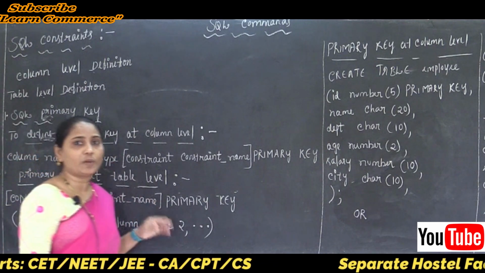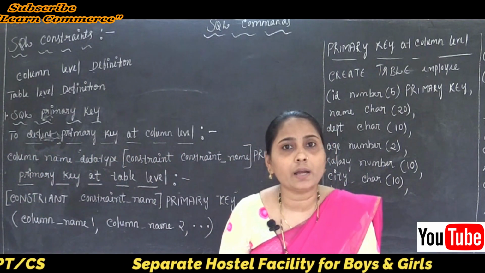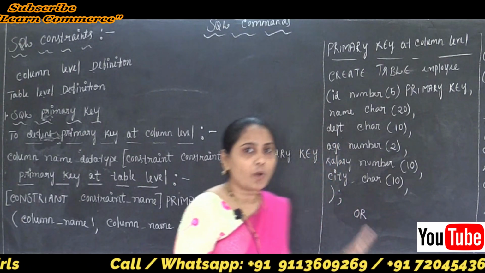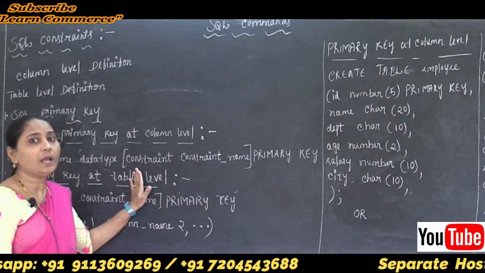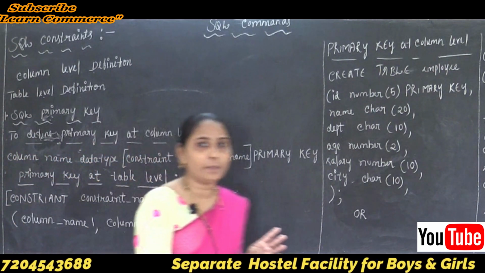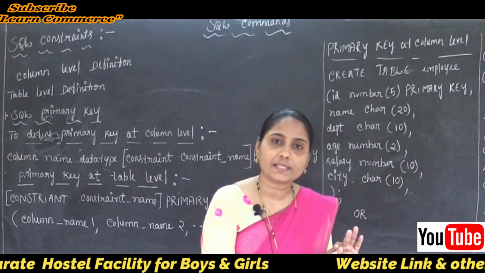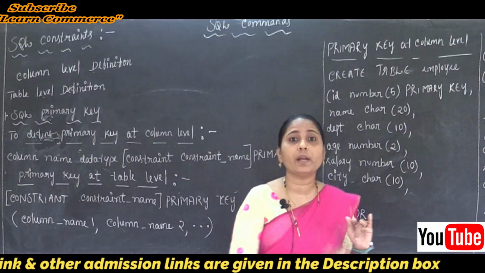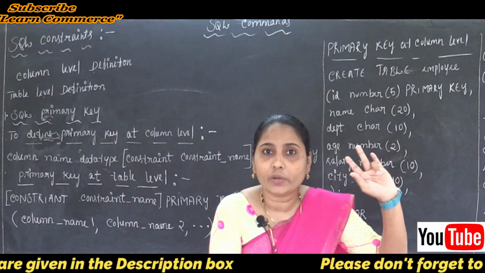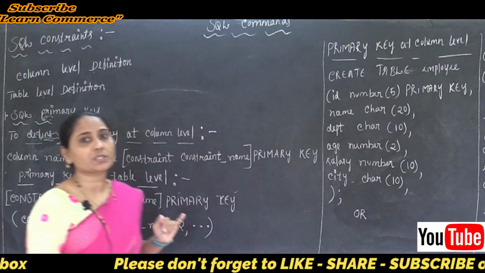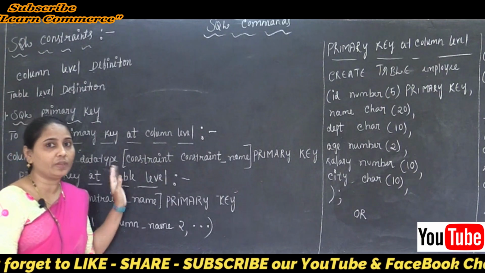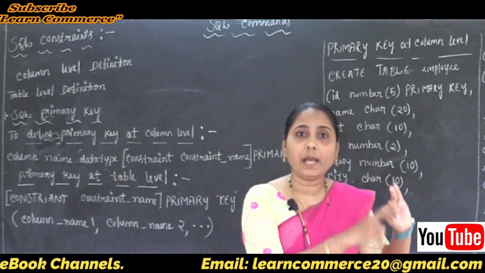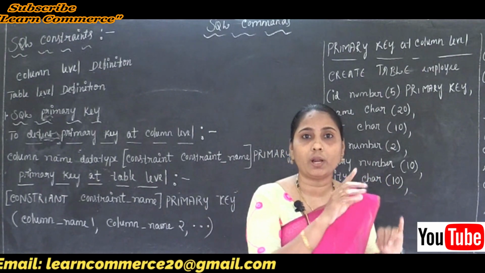Now let's see some examples of constraints. The following are some examples of constraints available in SQL. The first is the SQL primary key, second the foreign key, that is called referential integrity, the third is not null, the next one is the unique key, and the last one is the check constraint. So the primary key, foreign key, not null, check constraint and unique key are all examples.